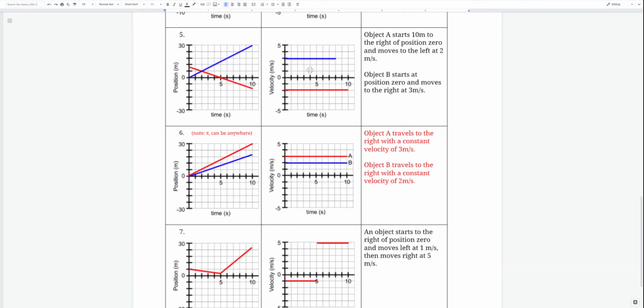If we look at our velocity time graphs, here is our velocity time graph for object B. It just is at 3 meters per second. Object A, it is going left at 2 meters per second, so that's why we put it negative 2 meters per second.